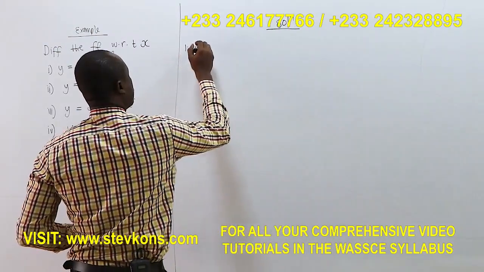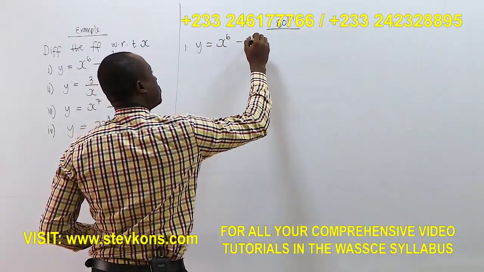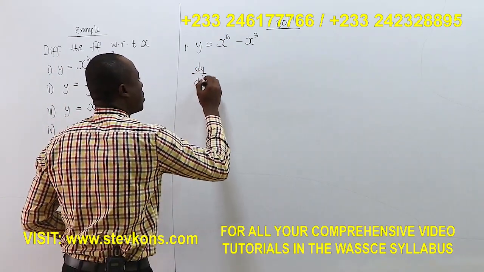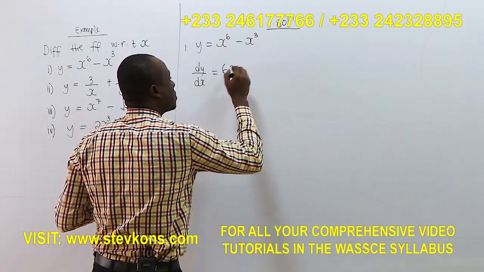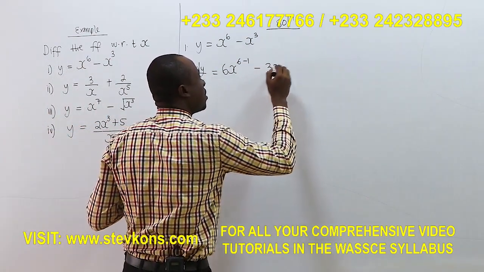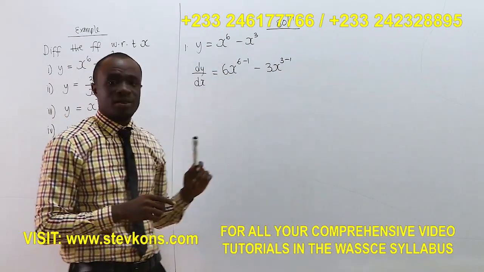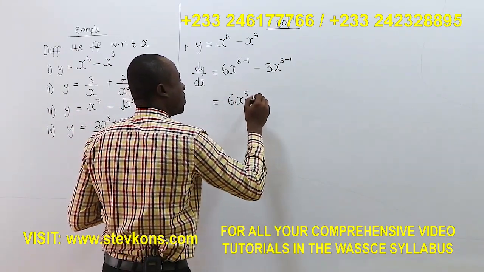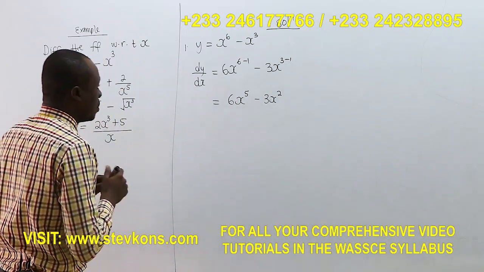Now the first one, we have y equal to x to the power 6 minus x to the power 3. And when we differentiate this, our dy/dx, the 6 has to come down. So we have 6x^(6-1) and then minus 3x^(3-1). So the n is 6 and then our m is 3. And clearly this is the same as 6x^(6-1), 5, minus 3x squared. 3 minus 1, that is 2.